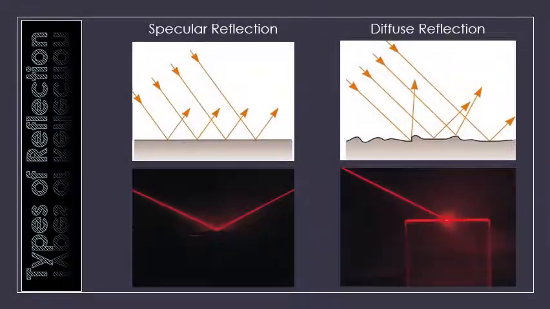If we think about the types of reflection that we see, there are two different types. One is called specular and one is called diffuse. Your book talks about reflection from a flat surface and reflection from a rough surface. And so a flat surface is going to give you a nice specular reflection. A rough surface is going to give you a diffuse reflection.